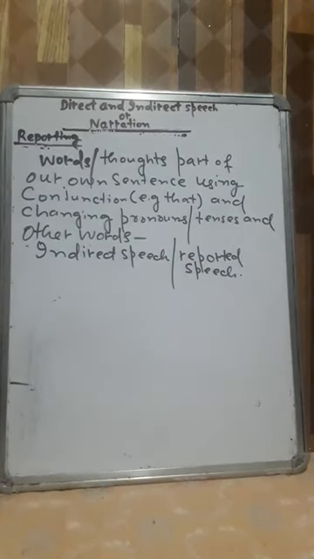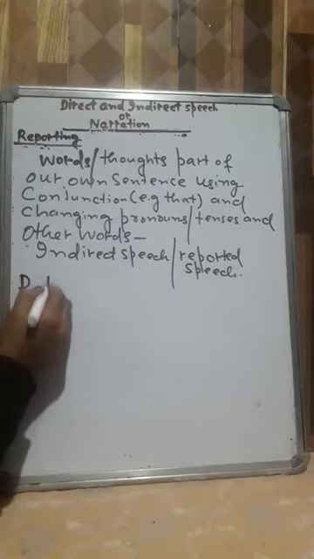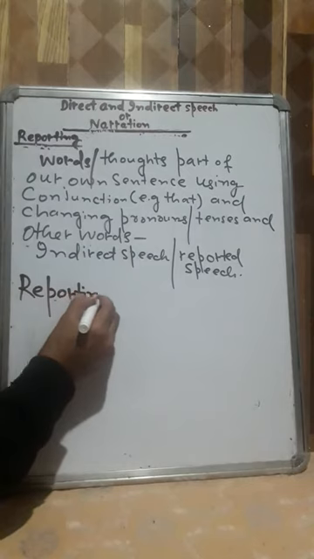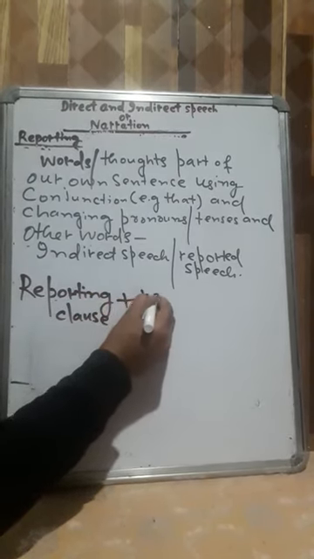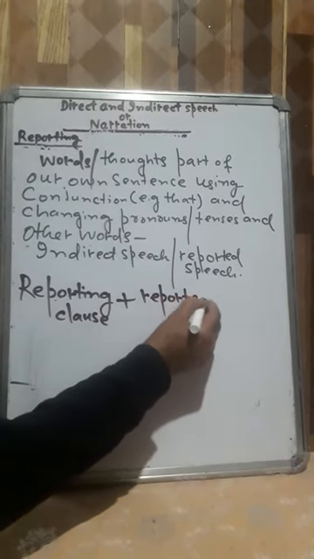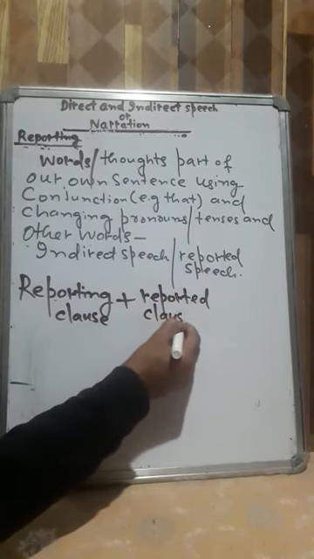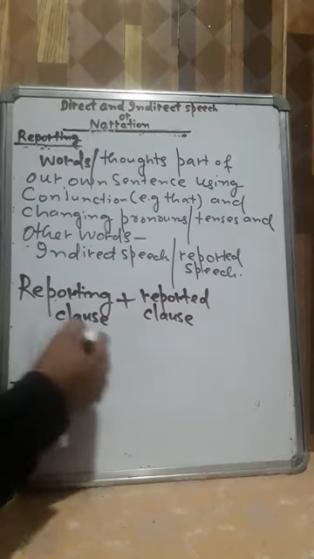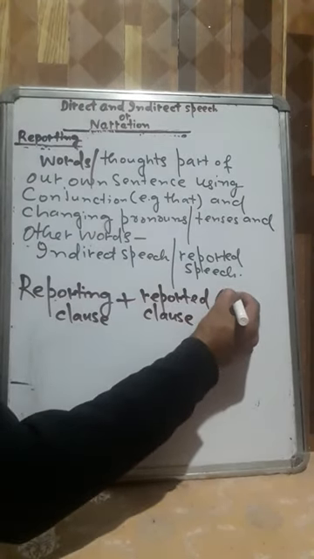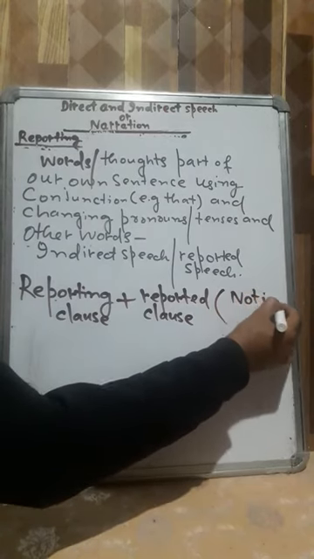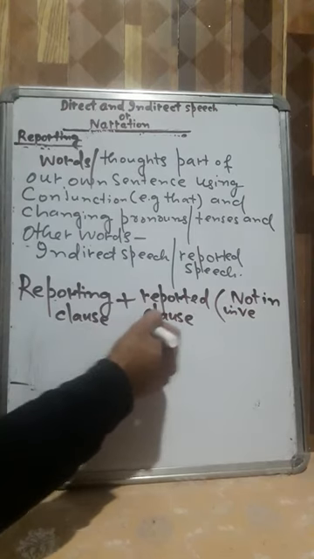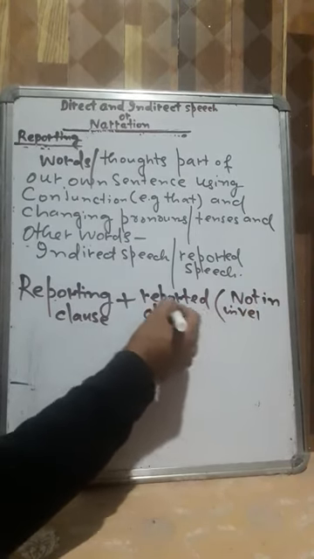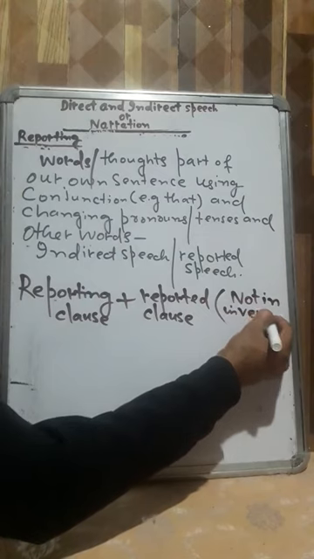The structure of indirect speech or reported speech is like this. Reporting clause plus reported clause. But here in indirect speech, the reported clause is not in inverted commas. In direct speech, the reported clause is in inverted commas. But here, the reported clause is not in inverted commas.